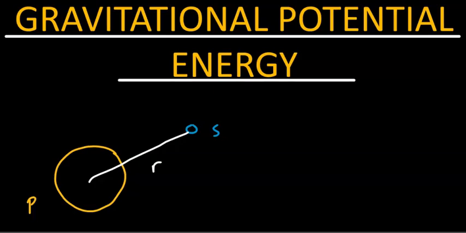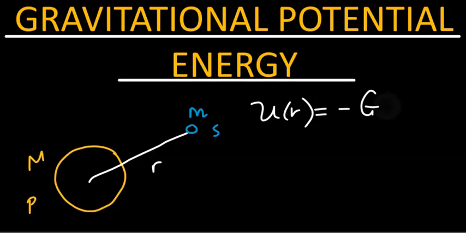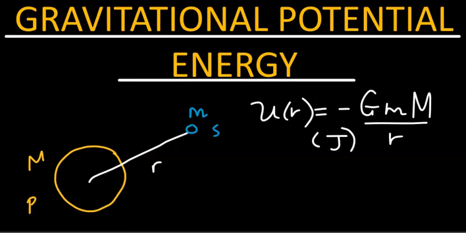The mass of the planet is capital M, and the mass of that tiny satellite is little m. So the gravitational potential energy for this two-body system is given by the following expression. It is minus universal gravitational constant G, the product of the two masses, over the separation distance. And of course it is measured in the units of joules, since it is a form of energy.